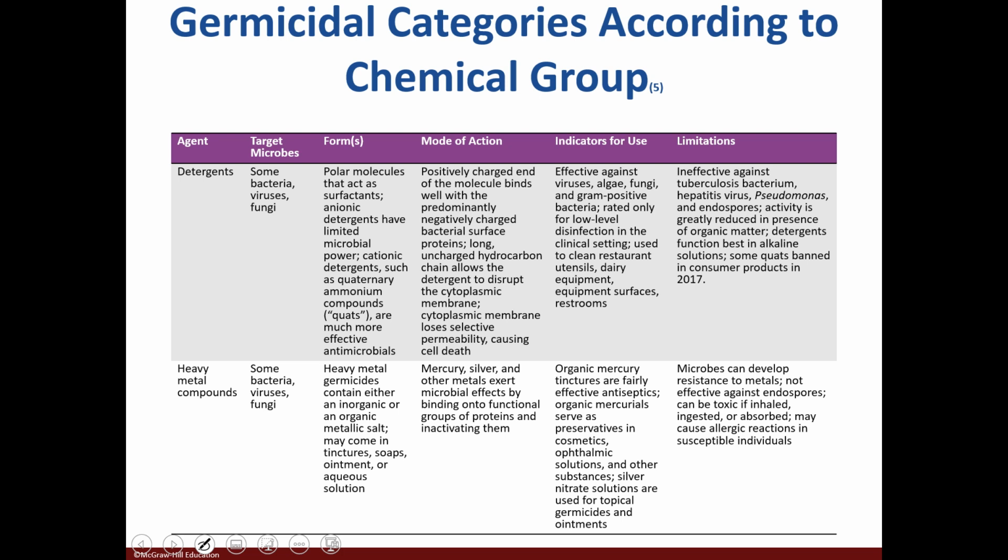Metals, like mercury and silver, target some microbes and target proteins. They're used as antiseptics and preservatives in makeup. We can also use them as topical germicides.